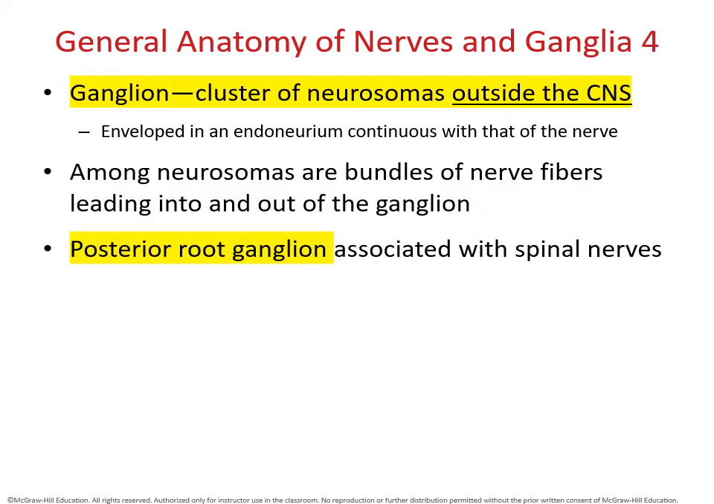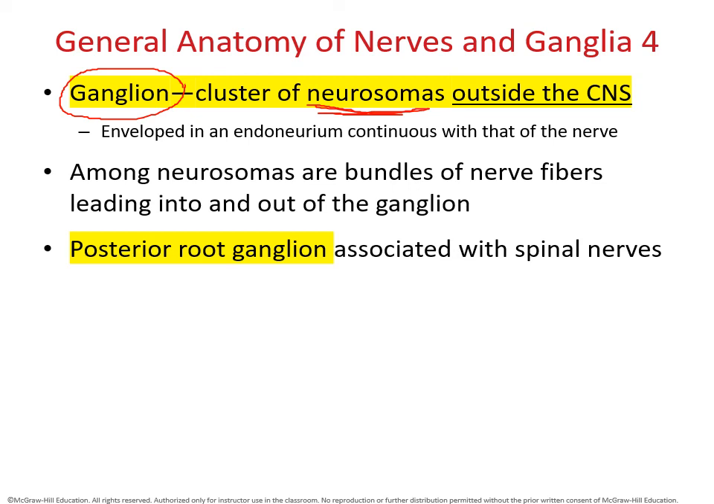All right, now one other thing I want to mention is now that you know what a nerve is, which is just kind of like an extension and clusters of axons as they radiate out from the spinal cord, let's also talk about a ganglion. And the ganglion is basically going to be a cluster of what we call neurosomas that are going to occur outside of the central nervous system.